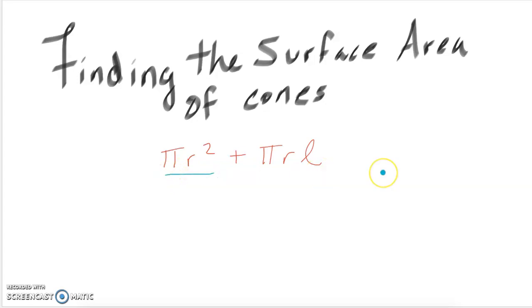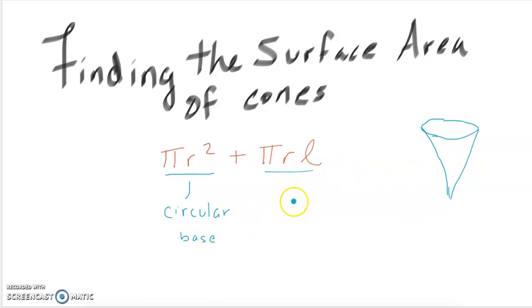So if we look at a cone, we have this circular base there, and then we have this part here, right? So this pi r squared is for the circular base, right? So pi r squared finds the area of a circle. Now pi rl covers the lateral surface, or the curved surface.